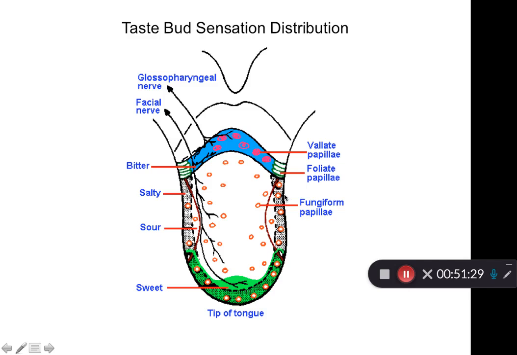We also have some taste buds located in the epiglottis. The epiglottis taste buds are innervated by the vagus nerve. So this is the 10th cranial nerve.